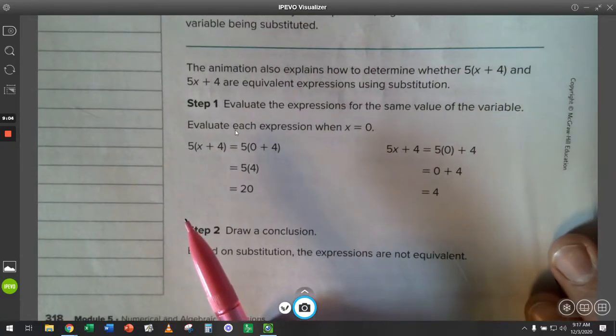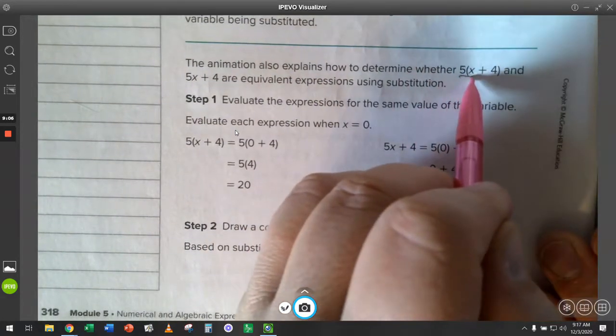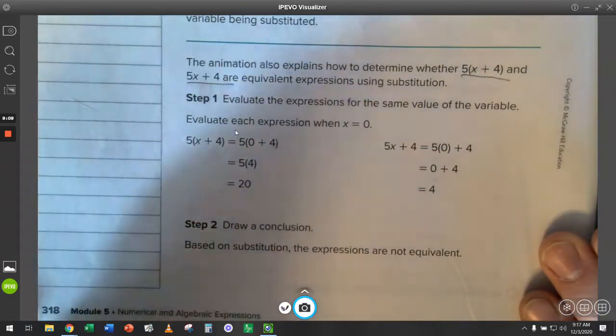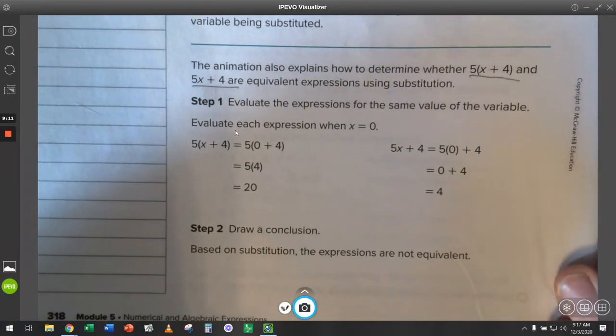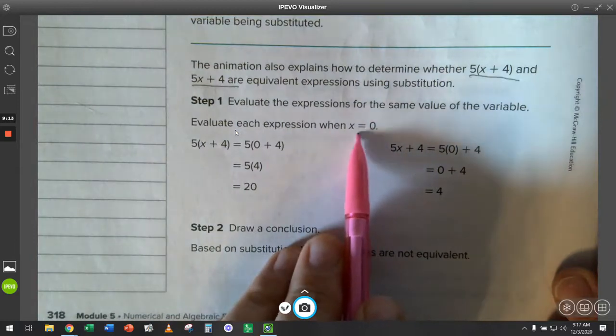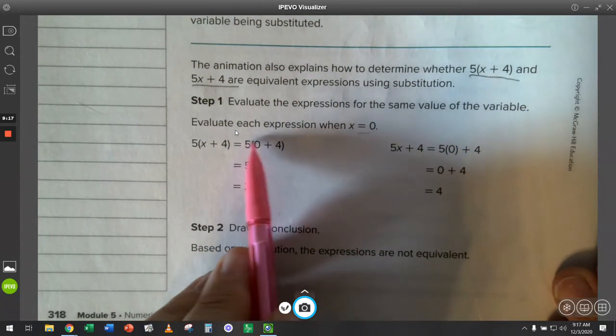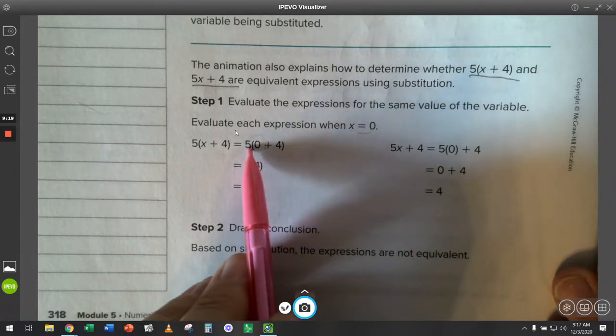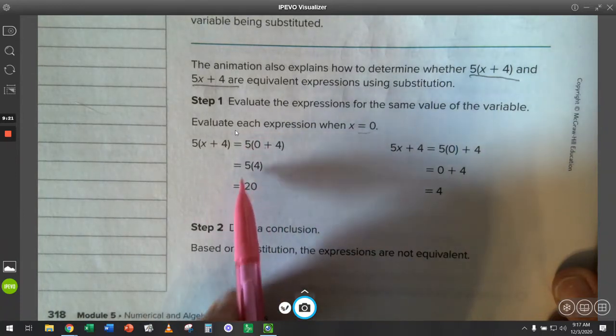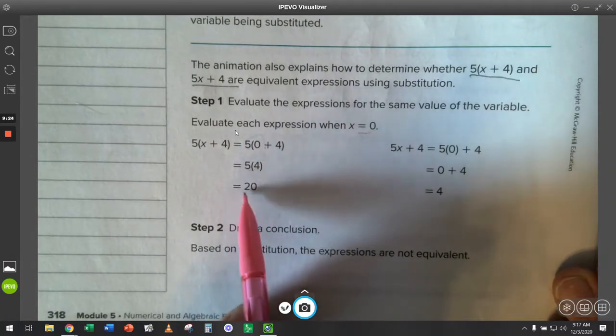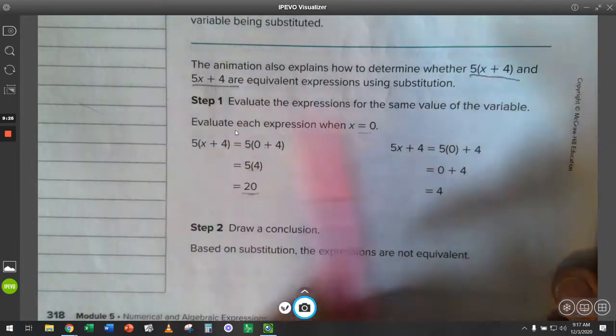Now, let's take a look at this one. We're going to determine whether 5 times x plus 4 and 5x plus 4 are equivalent using substitution. So let's use x as 0. Okay, so we're going to use x here. We're going to plop that in. 5 times 0 is 0. 5 times 4 is 20. So 0 plus 20 is just 20.